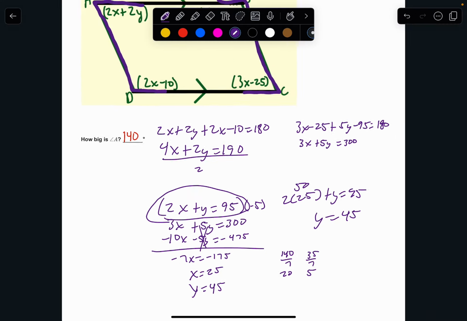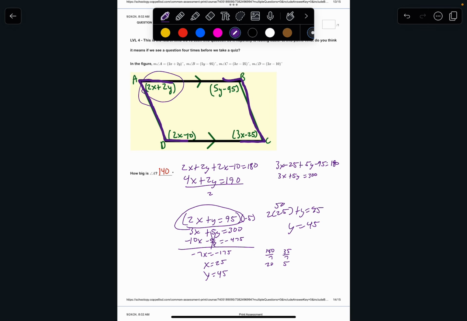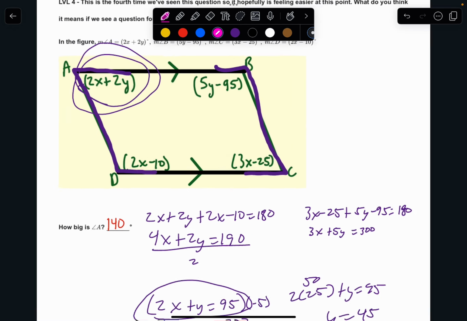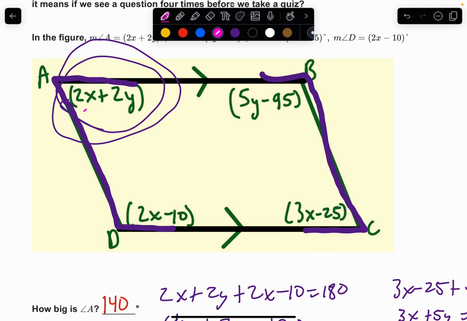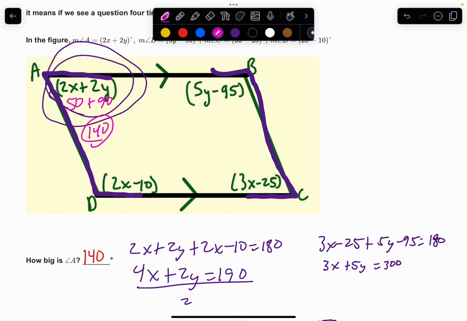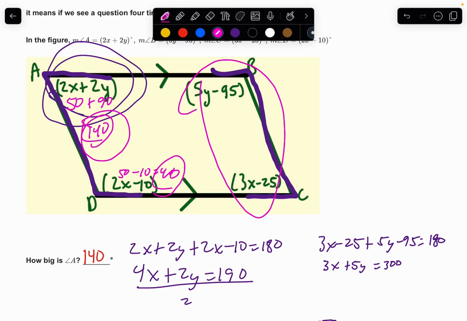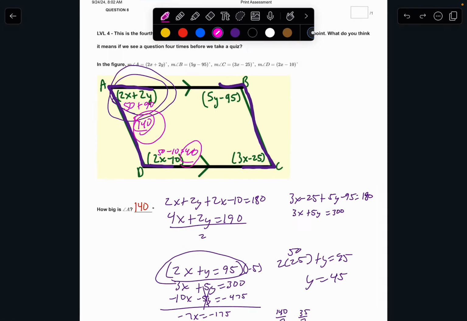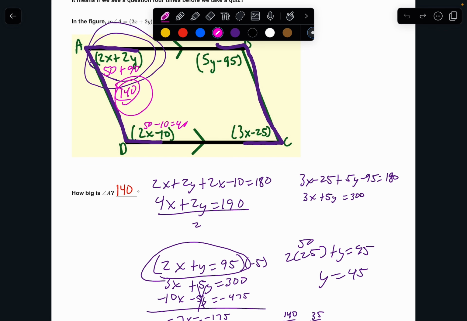So there's my x and my y, but the goal is to get the measure of angle A. So if I go plug those in, 25 and 45, this would be 50 plus 90, which is 140. And could I go plug in everywhere to make sure it checks out? Like this would be 50 minus 10, which is 40, and that checks out. Those have to add up to 180. You can do the same thing over here and make sure your answers work if you have the time. But 140 is what we're looking for here.